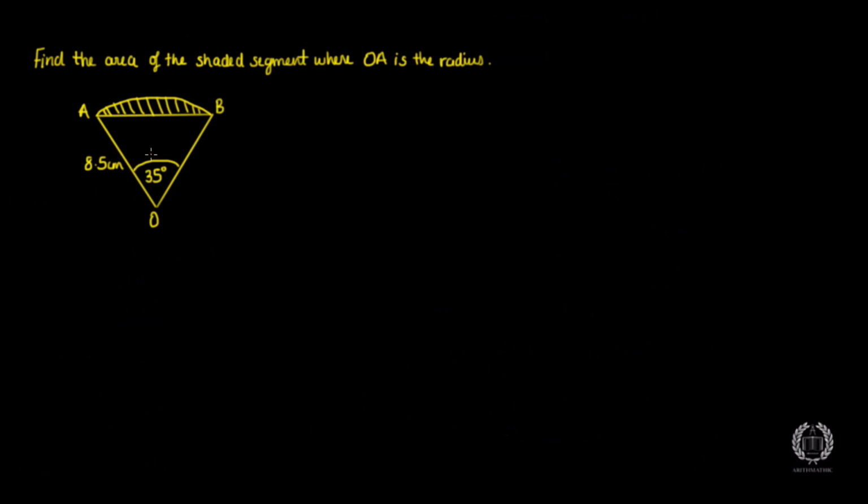So if OA is 8.5, if this is the radius, then what is this length going to be straight away? Also 8.5, because this is also the radius.